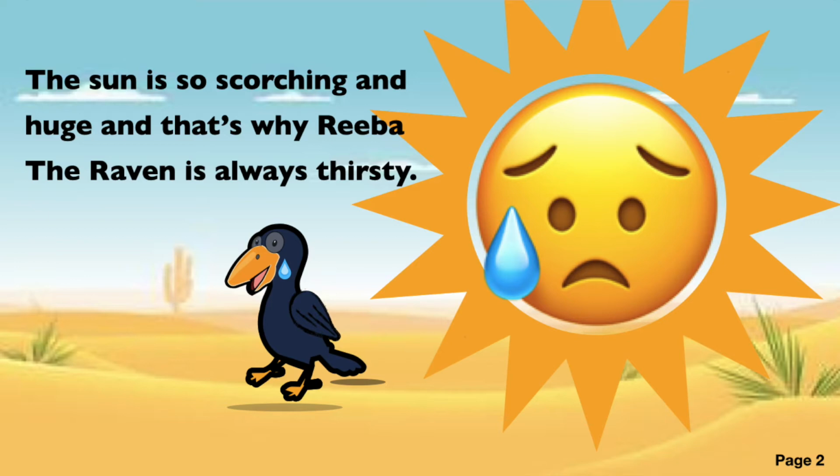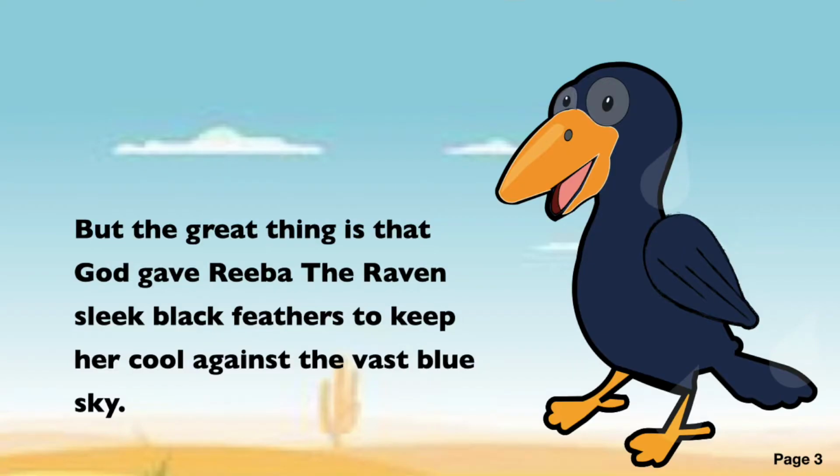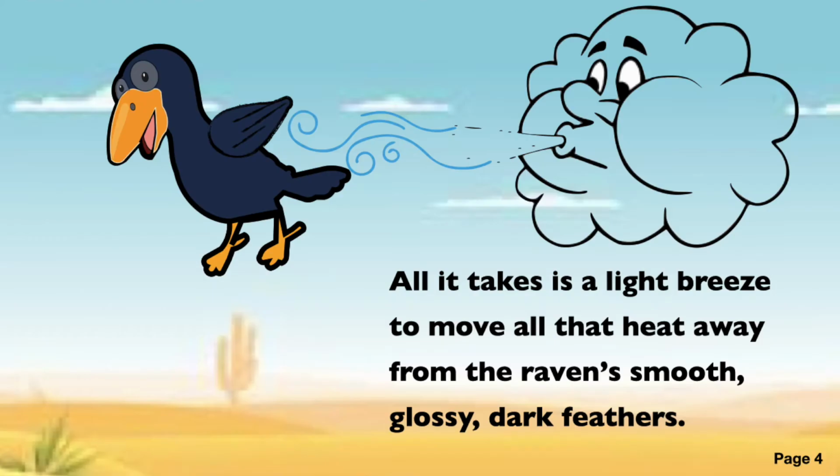The sun is so scorching and huge, and that's why Reba the Raven is always thirsty. But the great thing is that God gave Reba the Raven sleek black feathers to keep her cool against the vast blue sky. All it takes is a light breeze to move all that heat away from the raven's smooth, glossy, dark feathers.